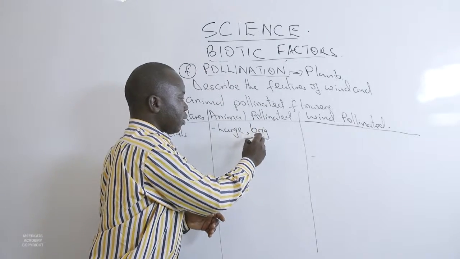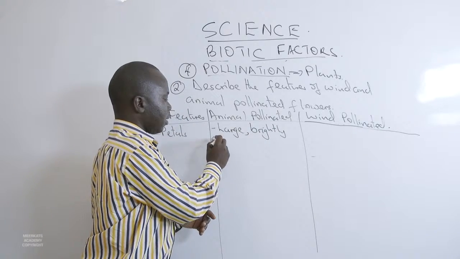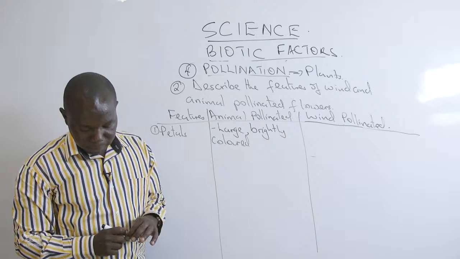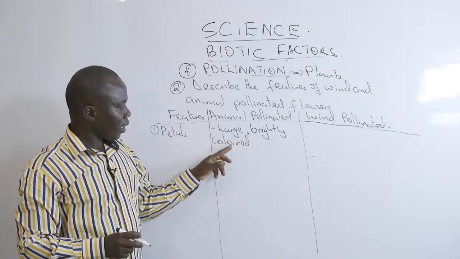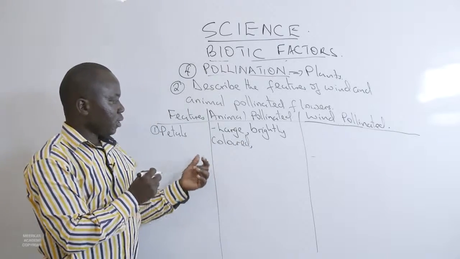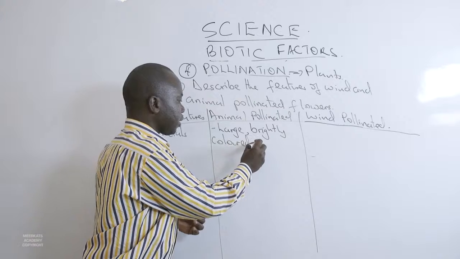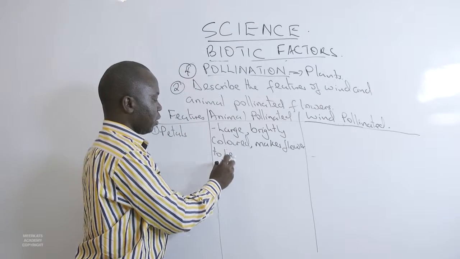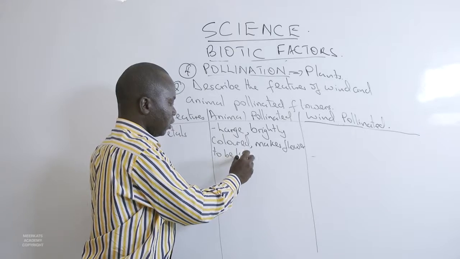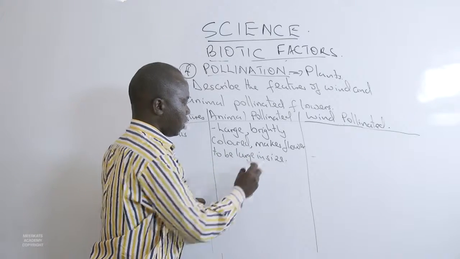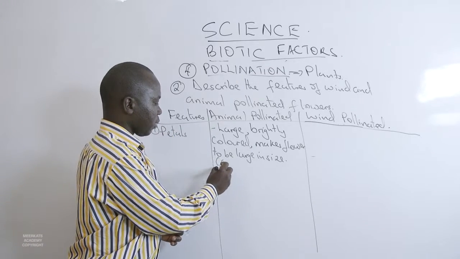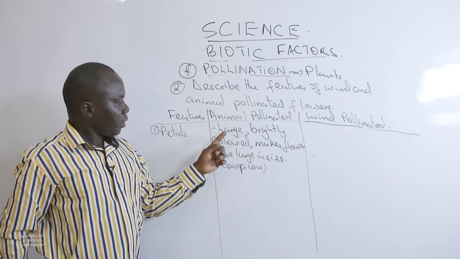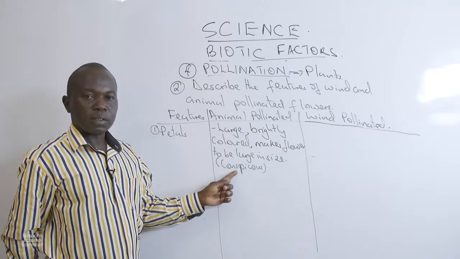Color should be bright, brightly colored. And because of this, large, brightly colored petals, then the size of the flower makes the flower to be large in size. So if it is large, it becomes conspicuous. So animal pollinated petals will be large, brightly colored, and conspicuous.